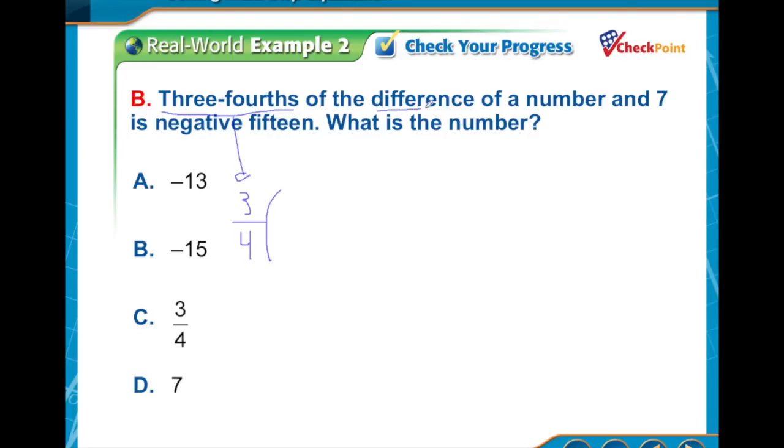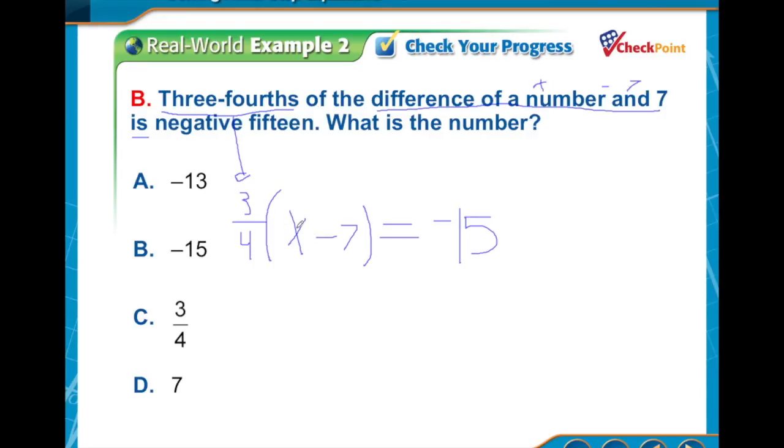So this whole phrase, the difference of a number and 7, is subtracting between a variable, we can call that x, that's our a number, and 7. So in here we need to have the difference of some variable x and 7 is, means equals, and -15 is just a number. So given all this, we want to know what is the value of x.